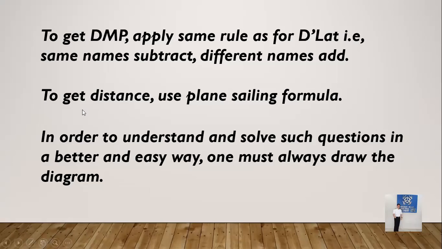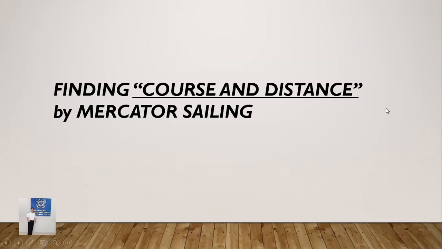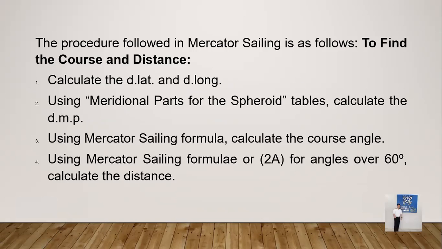In order to understand and solve such questions in a better and easier way, one must always draw the diagram. So you should analyze and draw the diagram. Now, there are two ways. First is finding course and distance, and the other one is finding the arrival position by Mercator sailing. So let's do finding course and distance first.